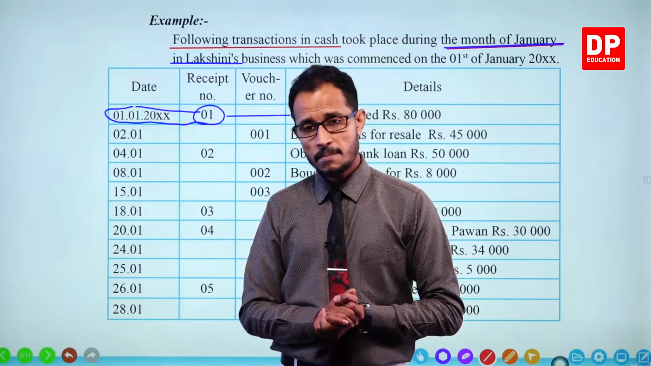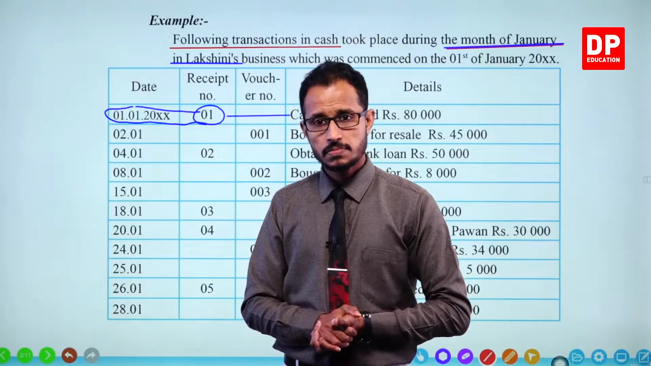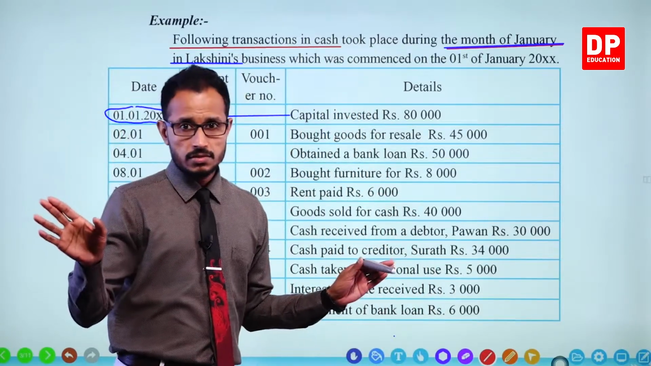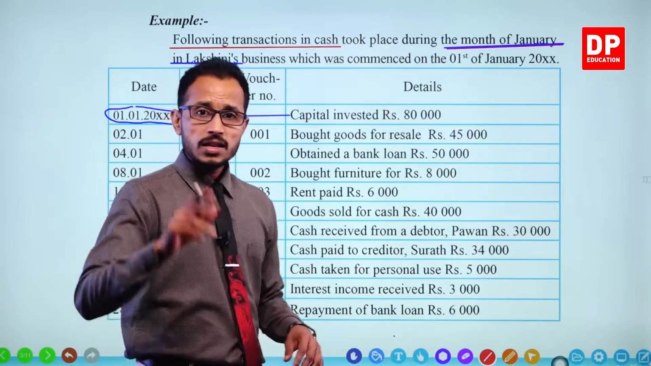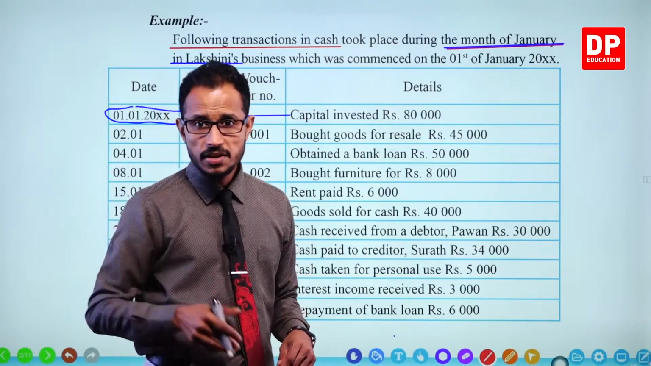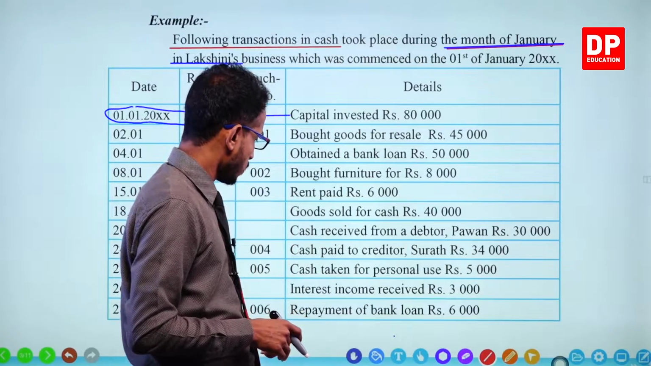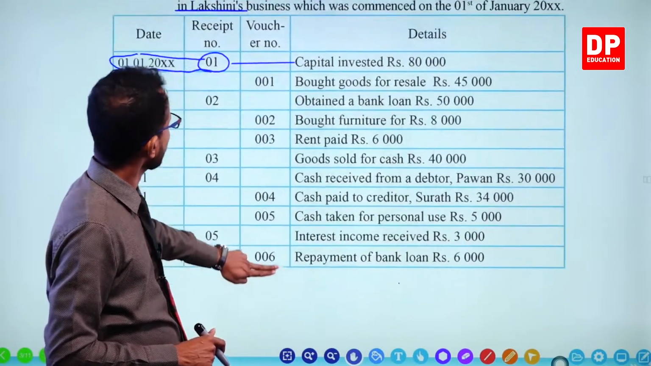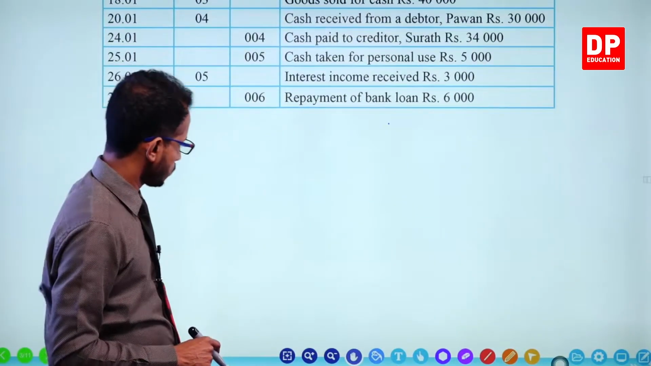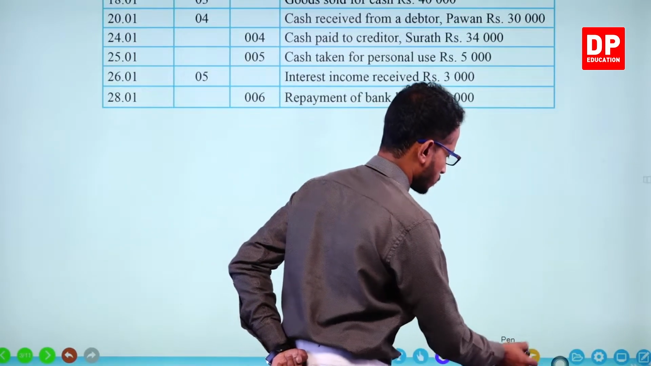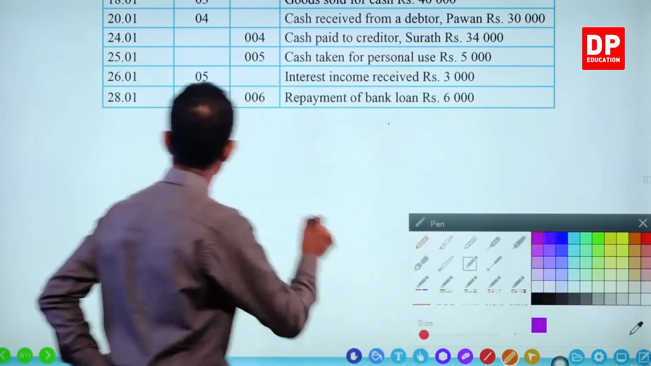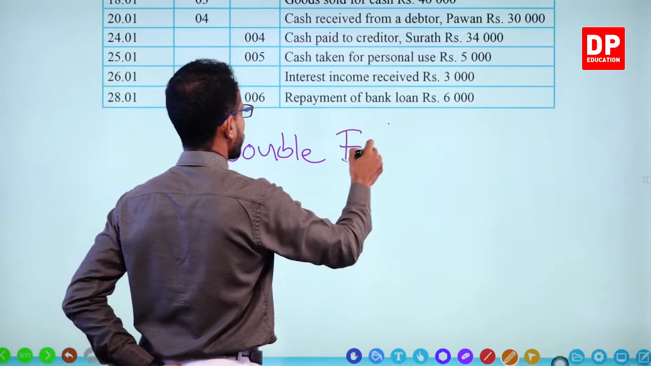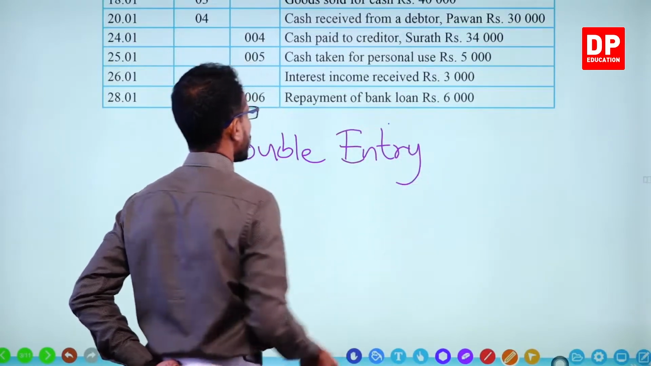Always remember the double entry principle. Without the double entry principle, you can't do accounting. All right. So let's first remind ourselves the double entry principle. Right? Okay. Double entry principle. Here we go.